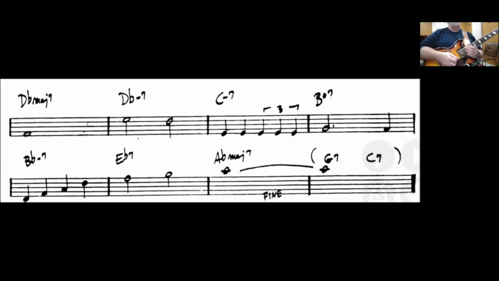For our second example, let's look at the last 8 bars of the jazz standard All the Things You Are and see how the lead sheet could help an improviser to be able to play an arpeggiated line over the changes.